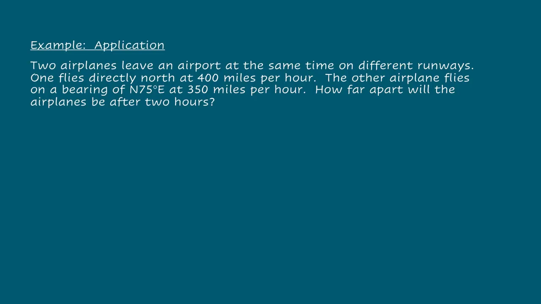So let's look at one where two airplanes leave an airport at the same time on different runways, and one flies directly north at 400 miles per hour and the other airplane flies on a bearing of northeast 75 degrees at 350 miles per hour. How far apart will the airplanes be after 2 hours? So what we have here is a directional problem and a speed problem, and we want to know how far apart they'll be after 2 hours.